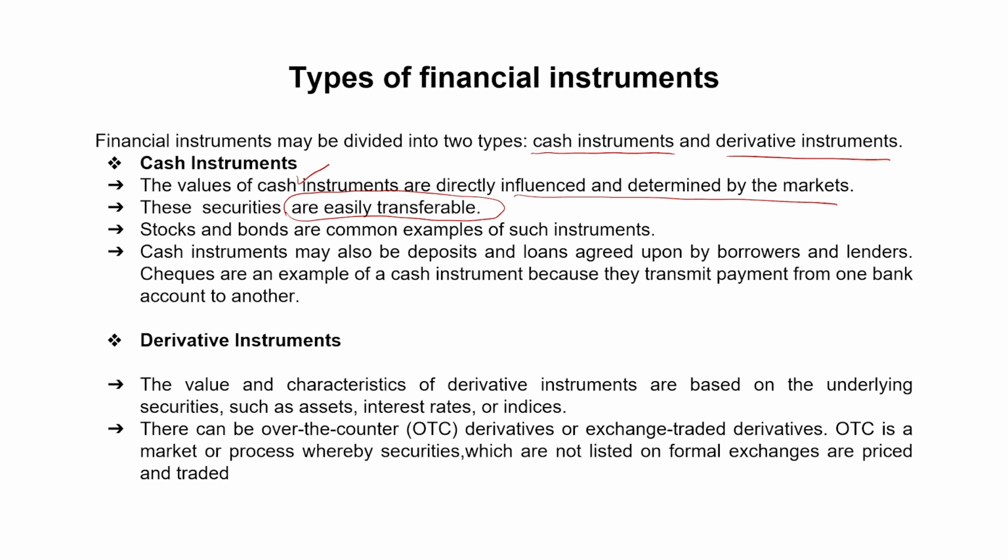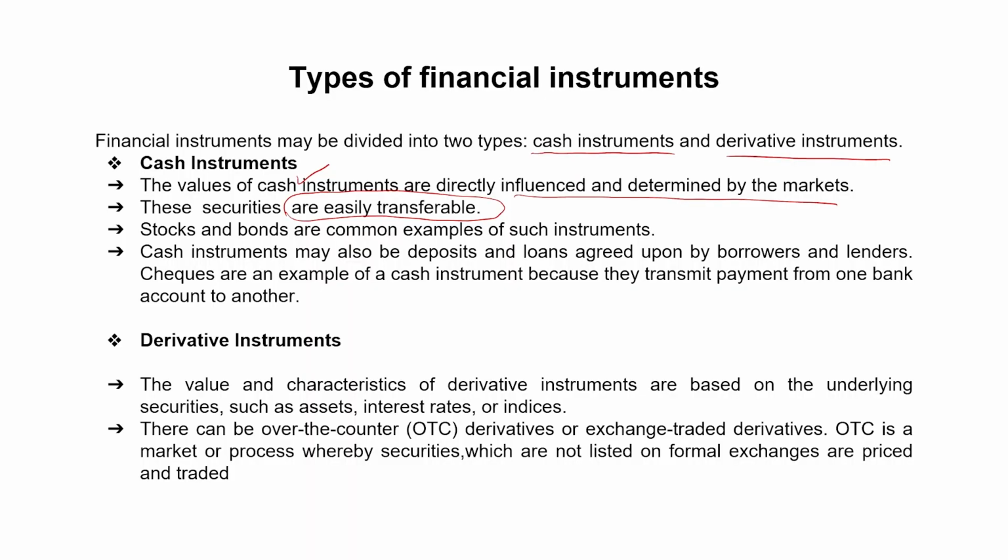So, if these facilities are provided in any instrument, that is automatically a traded instrument, that is automatically categorized as a marketable instrument. So, cash is reflected here and easily transferable facilities are here. Stocks and bonds are common examples of such instruments. Stocks and bonds. The basic difference between share and stock: share is always reflected or denominated in numbers. Stock is always denominated in value. So, shares, stocks and bonds are common examples of such instruments.